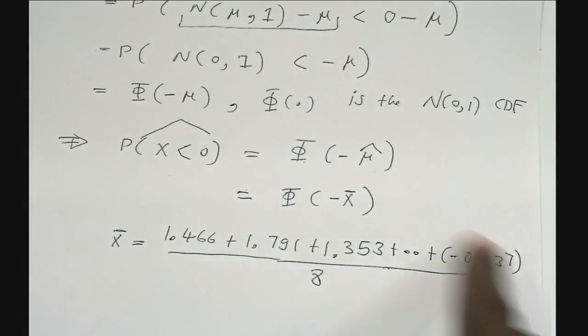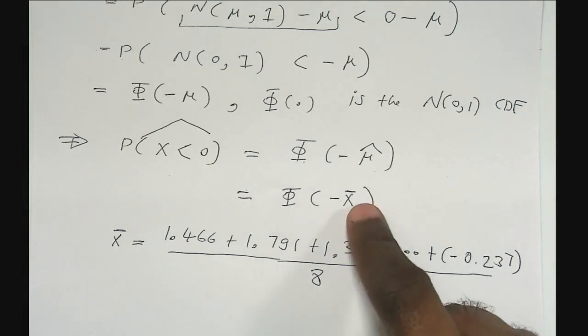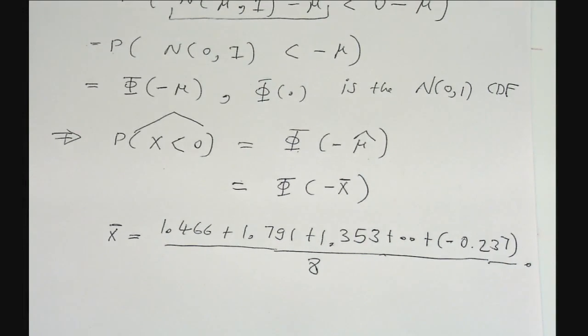So whatever this gives you, I don't have a calculator, so I won't be able to compute this. Whatever this gives you is the value for x bar, and then you sub this into here and you get the MLE for the probability x less than 0. Okay, guys, so that's how you do it. Is it clear or not? So you compute x bar if you have a calculator, and then you substitute it here, and you get the MLE for the probability that x is less than 0.